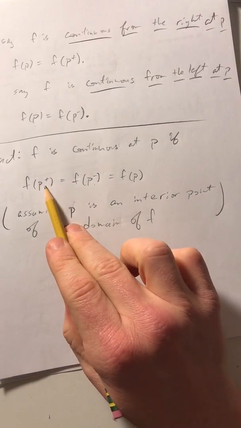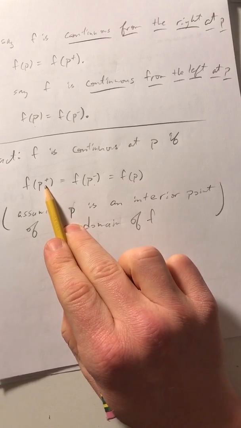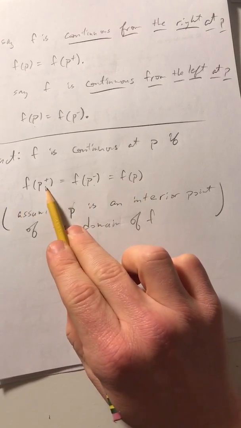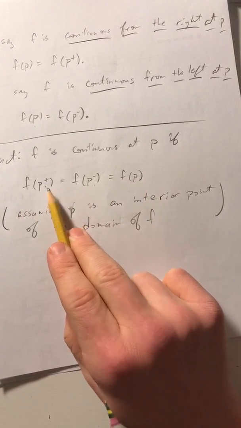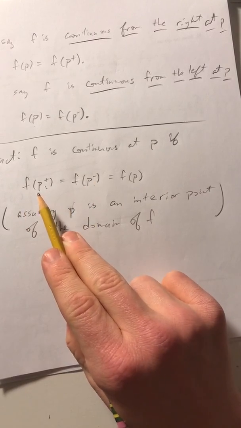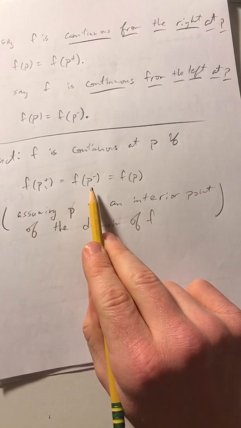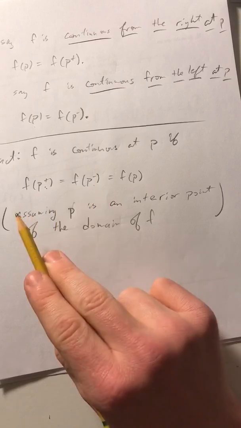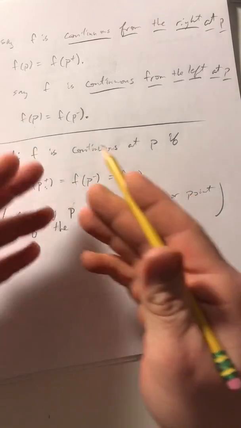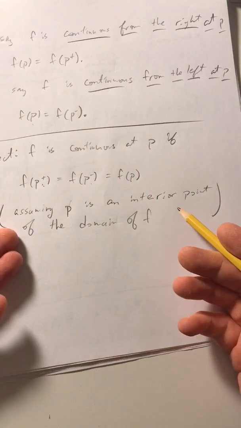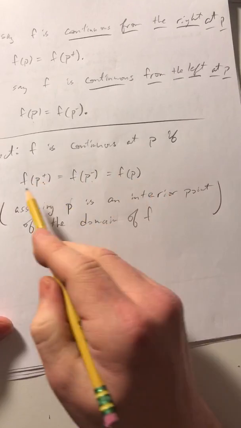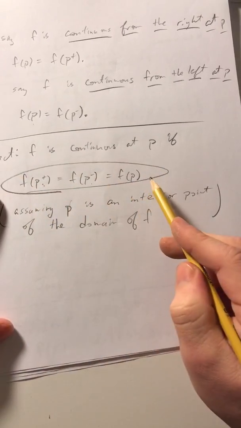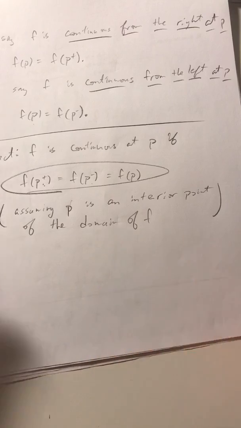So remember, it doesn't make sense to talk about the limit from the right unless the function is defined to the right of p. It doesn't make sense to talk about the limit from the left unless the function is defined to the left of p. So here this means the function has to be defined on both sides of p, which means p is an interior point. This condition doesn't make sense if p is not an interior point.